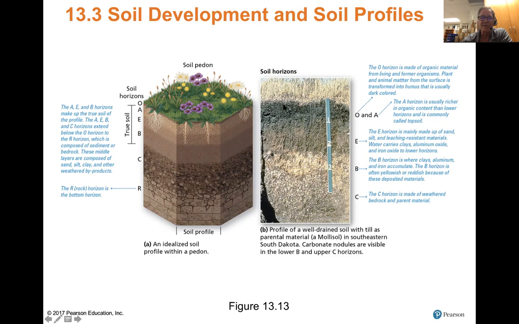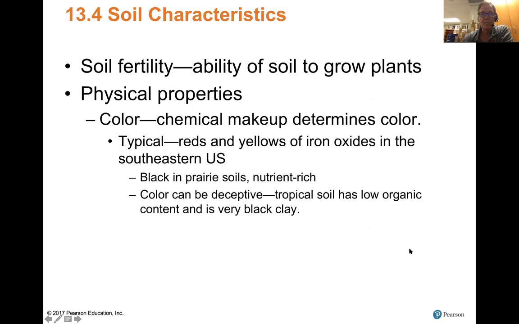Okay, so again, you can see the different layers, their color, and their texture. And watch those videos because that will show you how this works out in the real world. Now, soil fertility is the ability of the soil to grow plants. And you can usually tell by the color what the chemical makeup of the soil is. Very typical are reds and yellows. These are iron oxides, and you see these in the southern U.S. Prairie soils in the center of the United States are black because they're very nutrient rich.